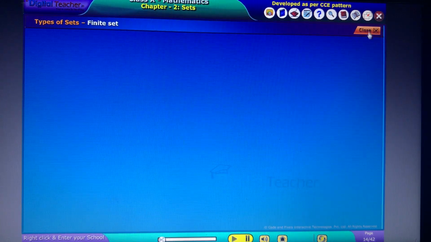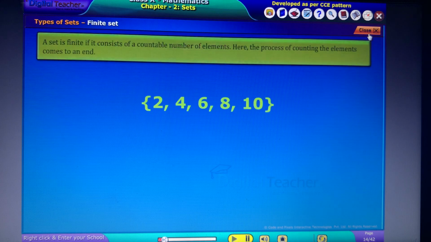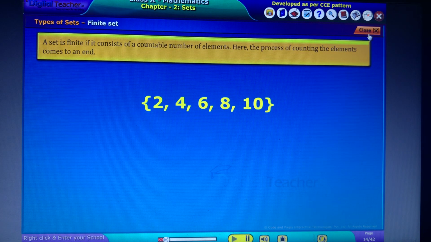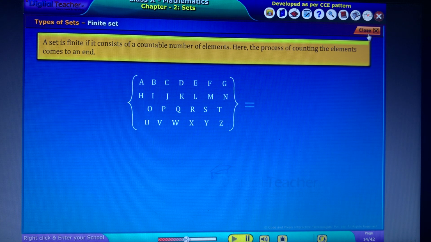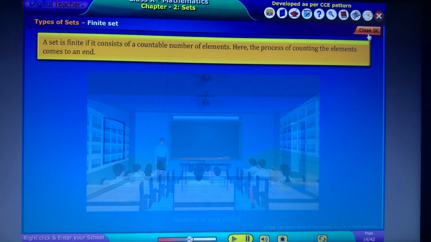Now, let us discuss finite set. A set is finite if it consists of a countable number of elements. Here, the process of counting the elements comes to an end. For example, students in your school.